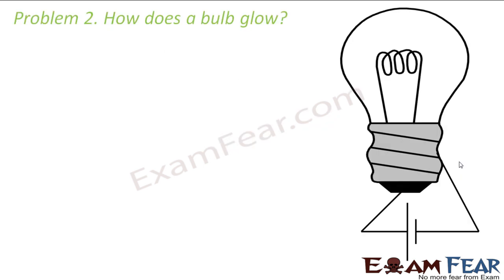Let's try to understand how a bulb glows. This is something very common and a part of your day-to-day life. Every day you see a bulb glowing. You switch on the light and the bulb glows. But what makes a bulb glow? When you are studying this lesson on electricity and current, you should know such small things.